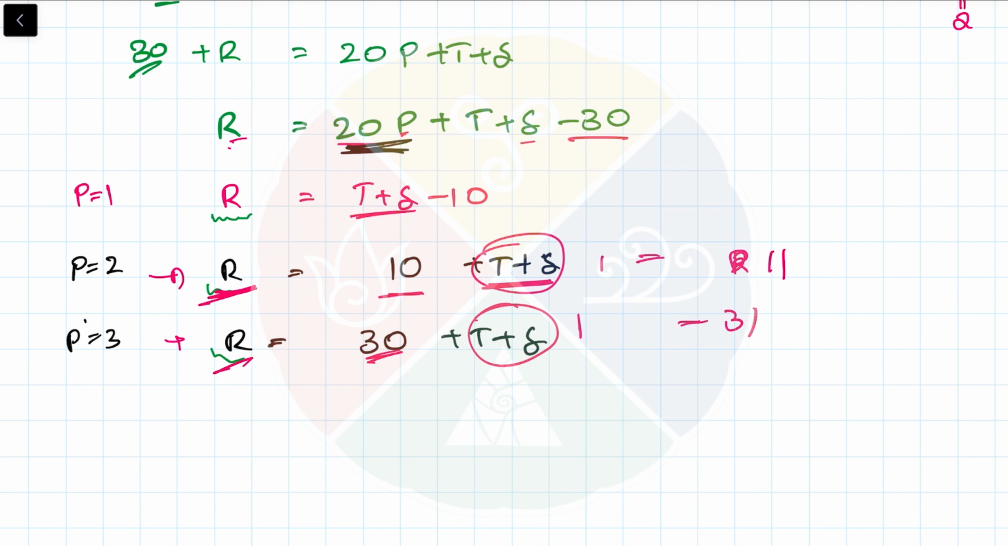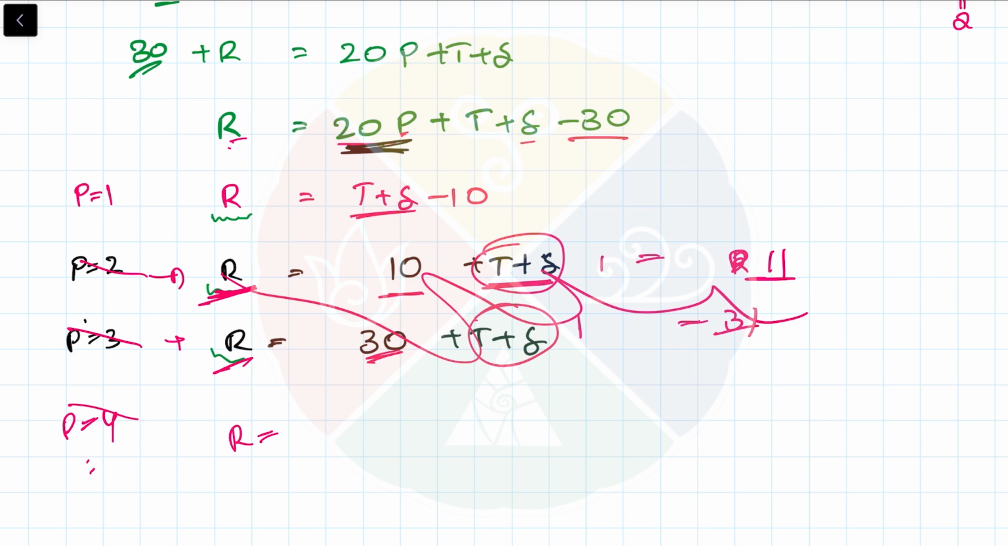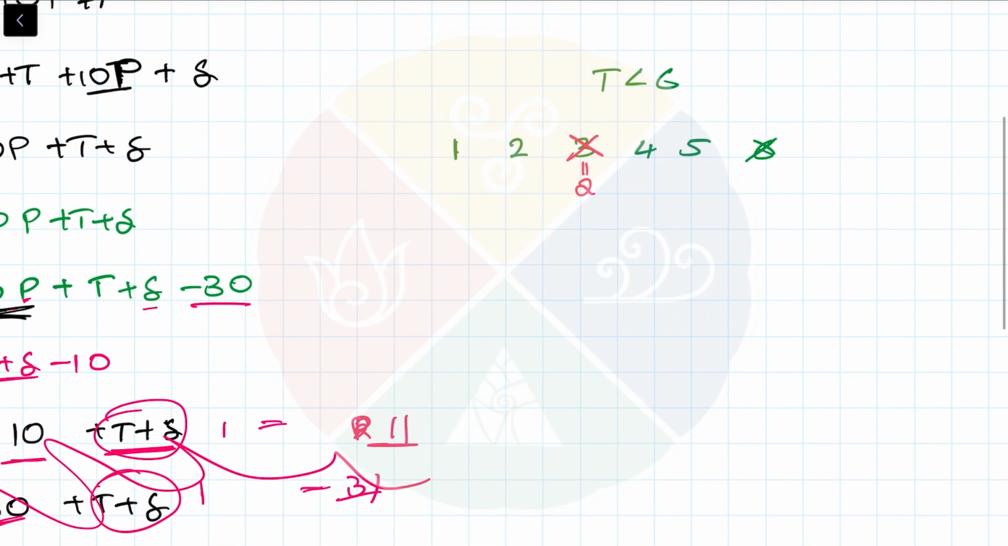Can a one-digit number become 11 or 31? No. In fact, any other value for P will still make R a two-digit number. So P cannot be 2, 3 or anything. This basically proves to us that P can only take the value of 1. Only then is R going to be a one-digit number. So from here we have also assigned the value to P. P is going to be 1.